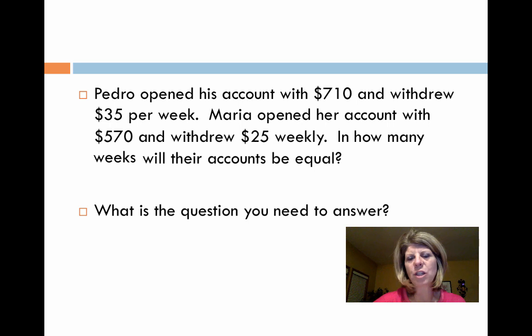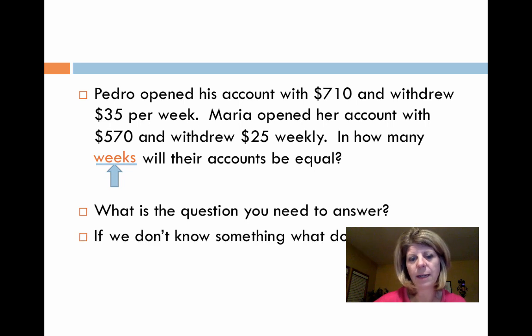Well, what is the question that you need to answer? Well, you're right. It's how many weeks. So, create a variable. W would be great for this. You're going to see me create it with the X, though, and you're going to see why. But I'm fine with you doing W. It kind of makes sense, weeks. If we don't know what we call something, what do you call it? Well, there's your variable. I'm going to use X right now because I'm going to show you how to set up, but I'm fine with you using W.